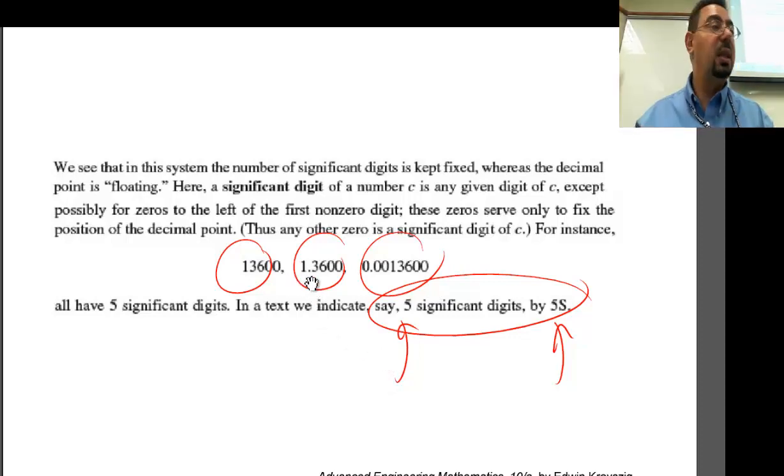So again, if I say find the solution within 5 significant digits, you would say it's 1, 3, 6, 0, 0. Of course, you make sure that those 0, 0 are correct. You don't just add zeros to make it 5 significant digits, right? They need to really be part of the solution.